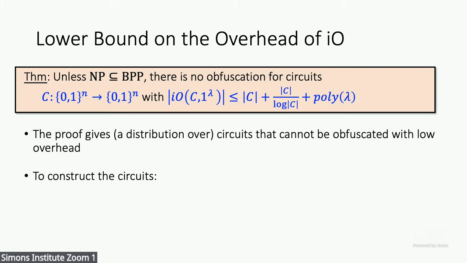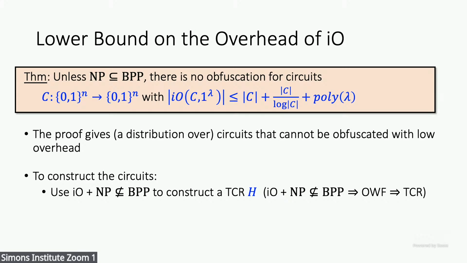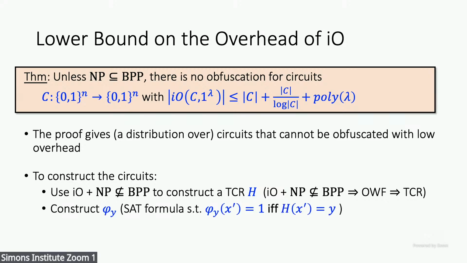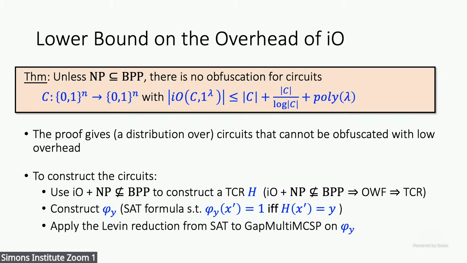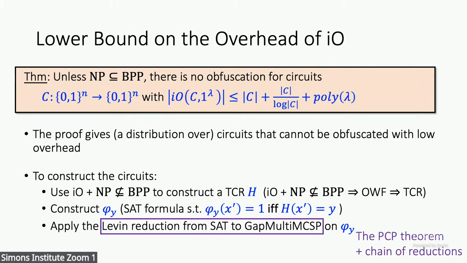To construct the circuits, we assume that there is obfuscation and NP is hard, construct from it a one-way function, then construct from it a target collision resistant hash function using the work of Rompel, and then construct a SAT formula from this hash function, and run the Levin reduction from SAT to gap MCSP to get the final circuit. The reduction uses the PCP theorem and a chain of reductions, so we can try to do it, but good luck. I don't think it's a good idea.